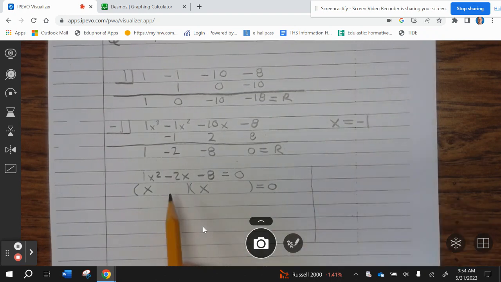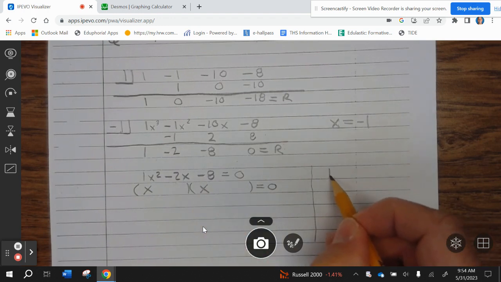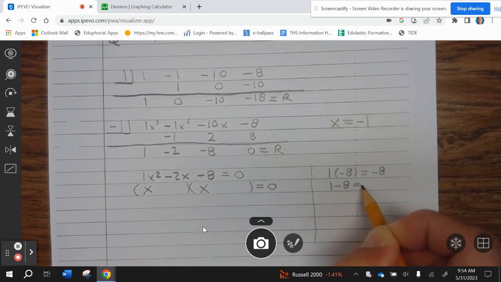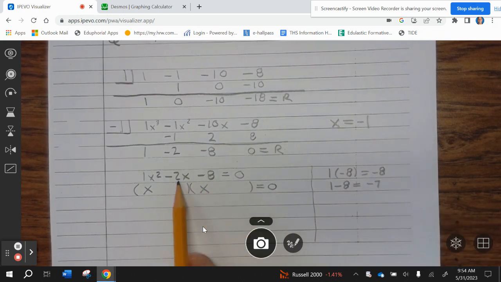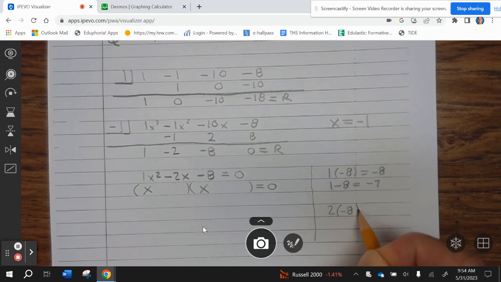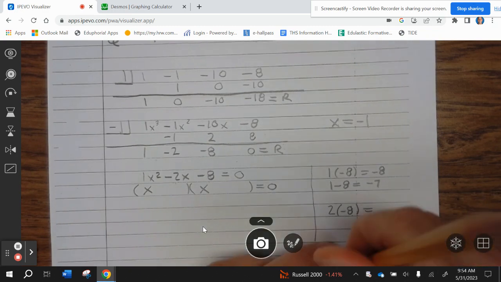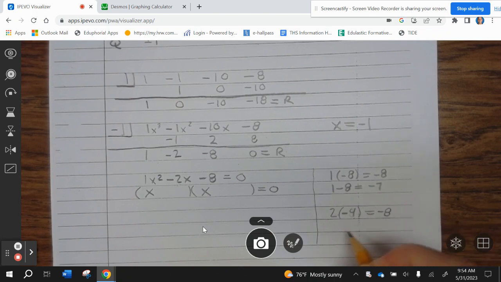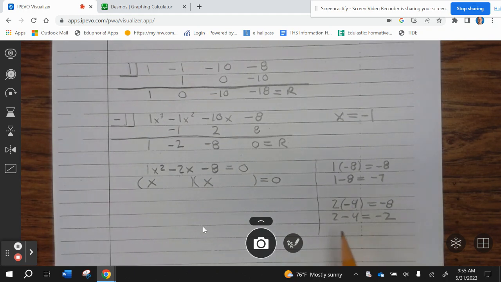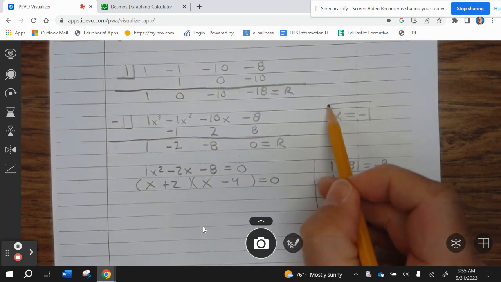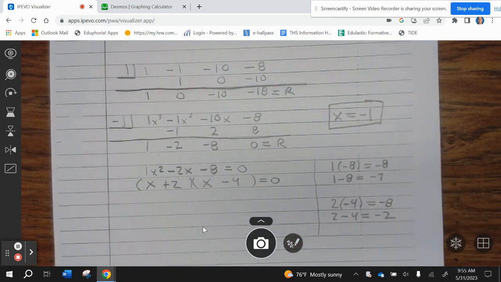Now, we need to figure out what numbers multiply to give you -8, combined to be -2. So let's start with, now, since the middle number is negative, the bigger number is negative. So 1 times -8 is -8. 1 minus 8 is -7. That doesn't work because we're looking for -8 and -2. So now let's try 2 times -4 is -8. 2 minus 4 is -2. We have our -8 and -2, so that means our factors are x plus 2, x minus 4. I'll put a box around that because we have that.